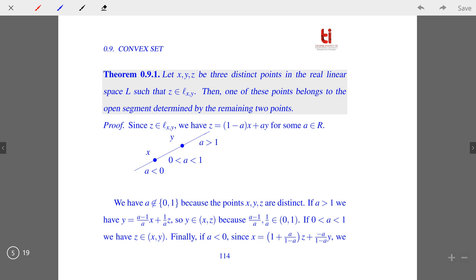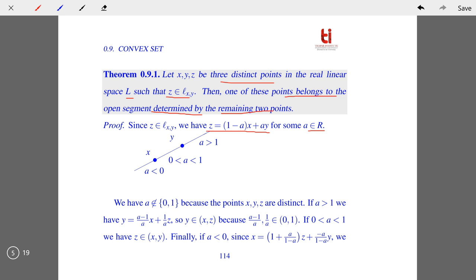Let x, y and z be three distinct points in the linear space X such that z belongs to the line segment xy. Then one of these points belongs to the open segment determined by the remaining two points. So let z belong to the line L(x, y). Then we have z equal to (1 minus a) x plus a y for some a belonging to R.